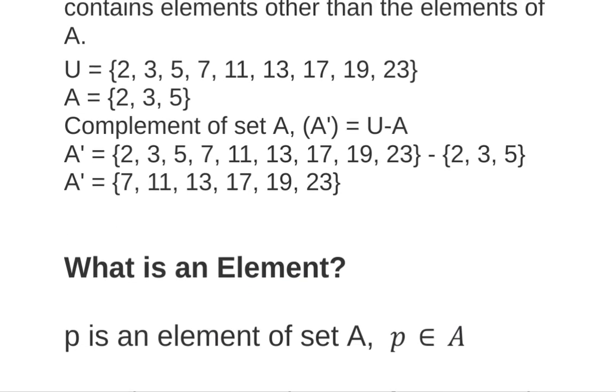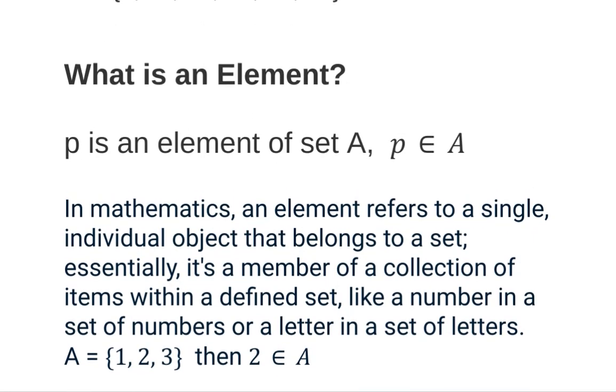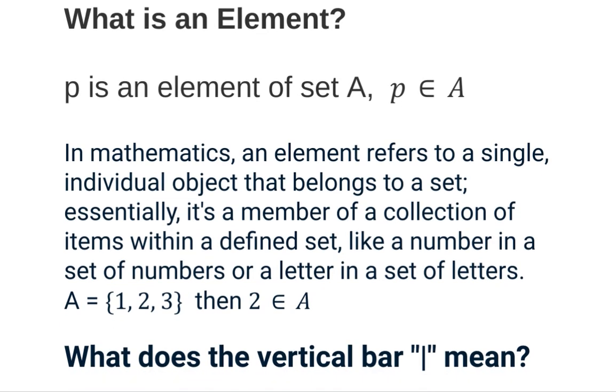What is the element symbol? Even I knew this one. That P is an element of set A is written as P element A. An example would be this easy: A is a set of 1, 2, 3, then 2 is an element of A. I think we all knew that one.